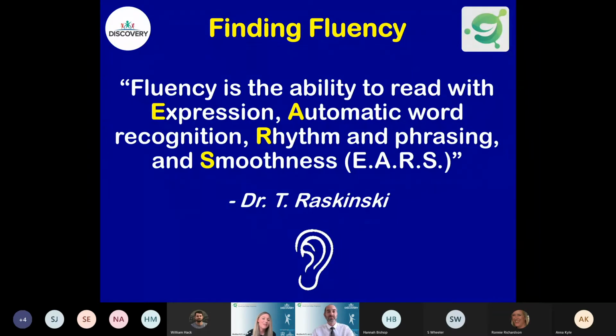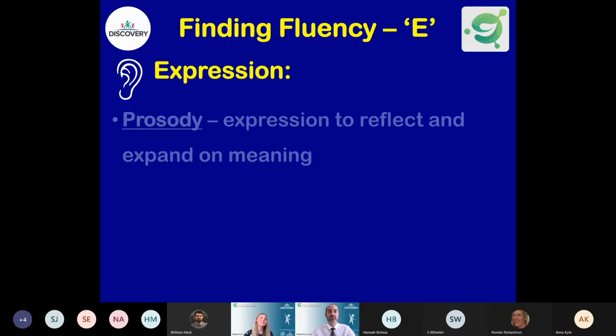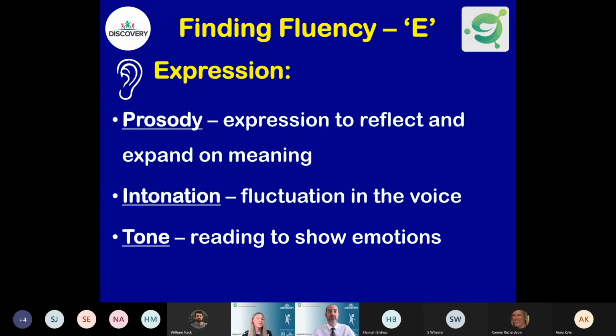So, reading fluency. Fluency is the ability to read with expression, automatic word recognition, rhythm and phrasing, and smoothness. And we can use the acronym for this, EARS. So the E stands for expression, like we said, prosody: expression to reflect and expand on the meaning, using their intonation and the fluctuation in the tone of voice, and the tone reading to show the emotions.